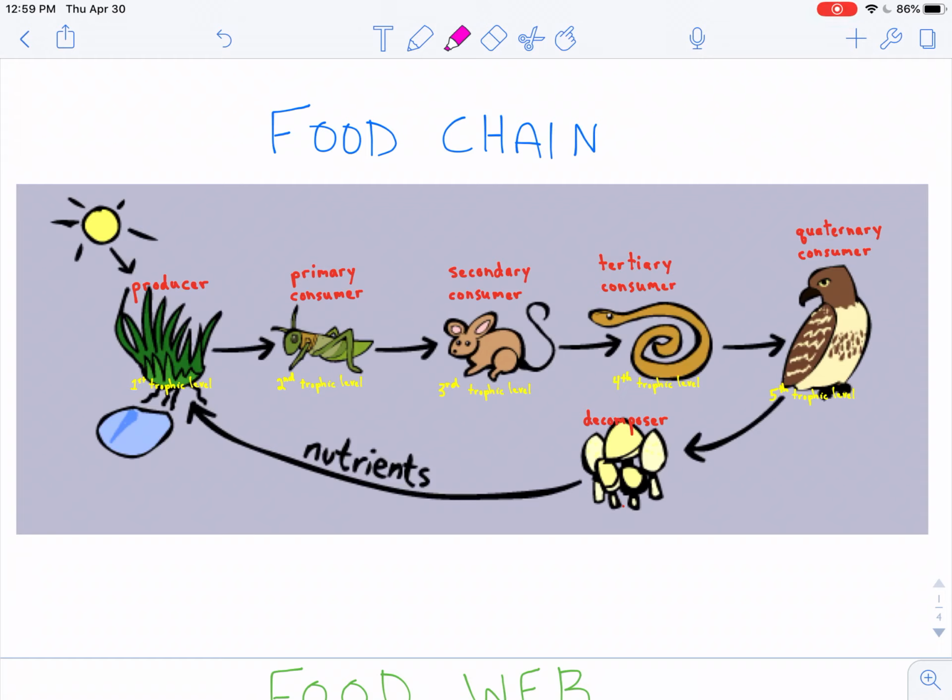Hi everyone, it's Mr. Moreau here with a little review video for some vocabulary on food chains and food webs, and then also an introduction of a new concept called food pyramids. So on the screen now you can see a very familiar picture of a food chain.